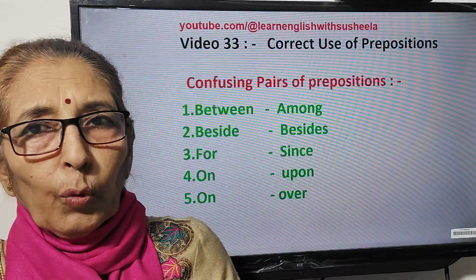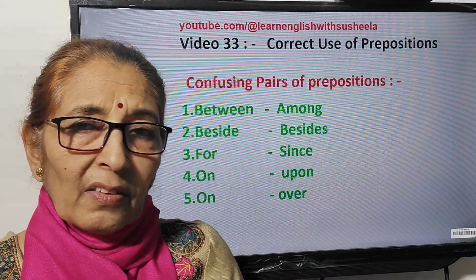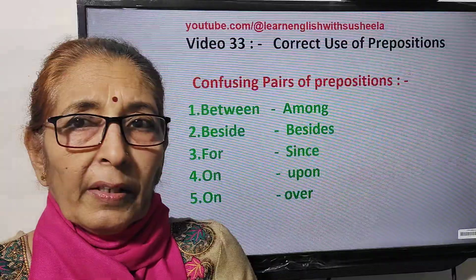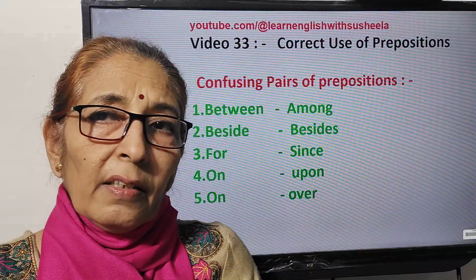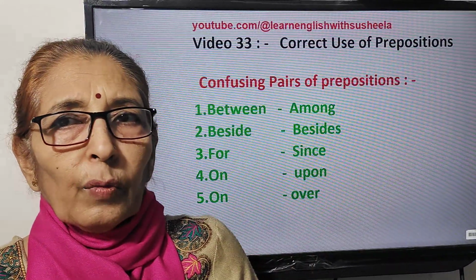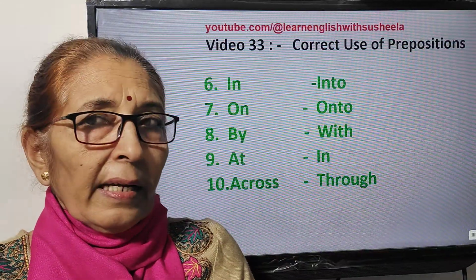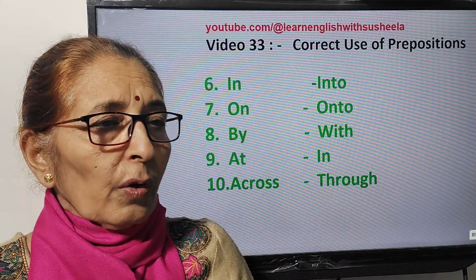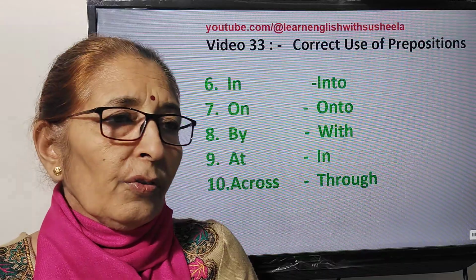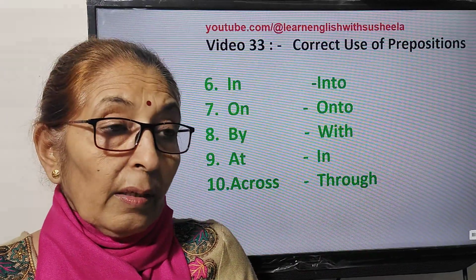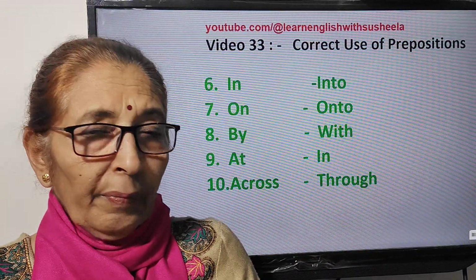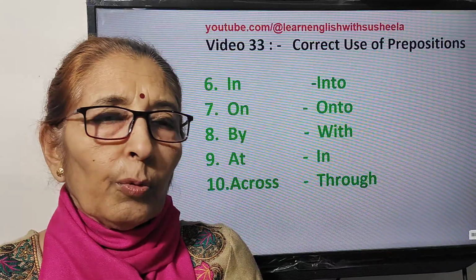Then on and over. On is touching the surface, over is not touching. So the bird is sitting on the tree, and the birds are flying over the tree. Next, in and into. In is used for fixed position and into is used for movement. For example, he is swimming in the pool and he jumped into the pool.